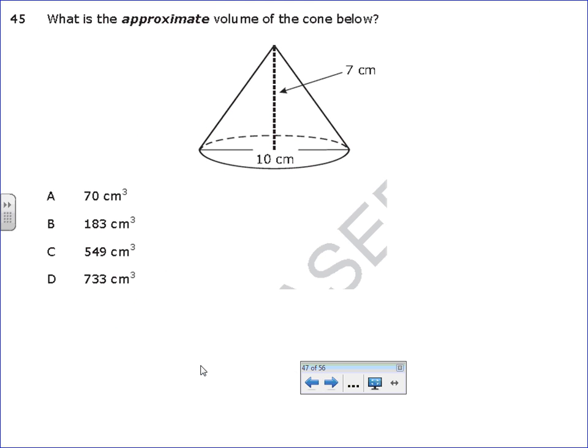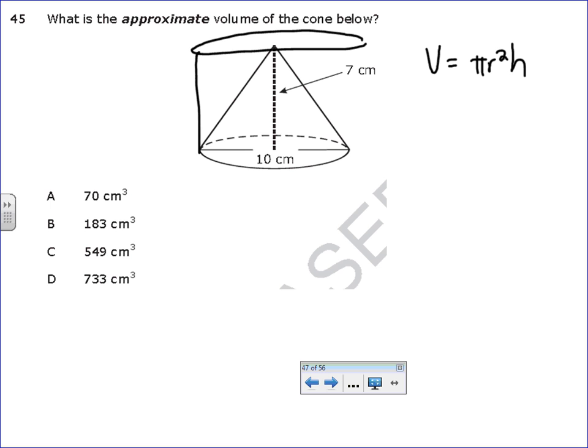Okay, what is the approximate volume of the cone below? The hardest part about doing this problem is memorizing the formula because they're not going to give it to you. So it's always the area of the base, which is the area of a circle, so pi r squared times the height. Okay, that's for a cylinder. How many cones are in a cylinder? 1, 2, 3. So to find the volume of a cone, it's the volume of the cylinder divided by 3. So that's why I get pi r squared times height divided by 3.